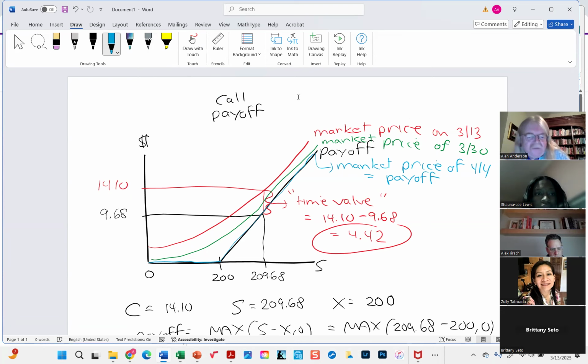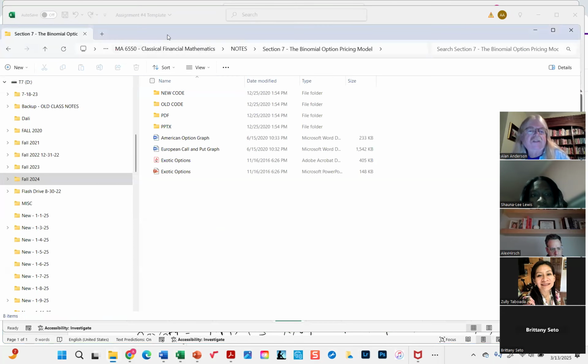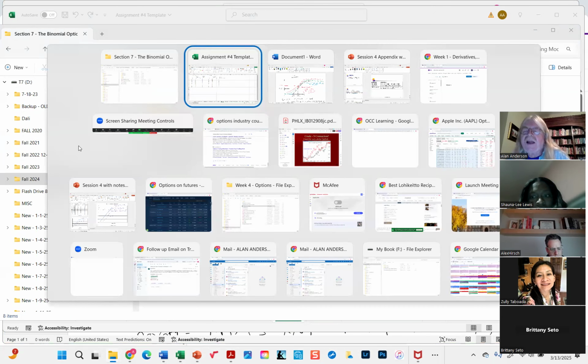So let's see, what is next week anyway? Let me just take a look. I think we're going to be looking at some theoretical relationships between options and their factors. There's a lot of interesting material coming up.